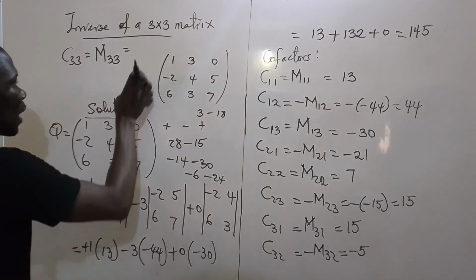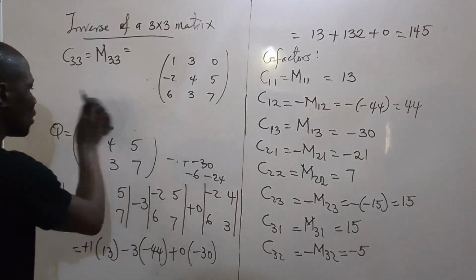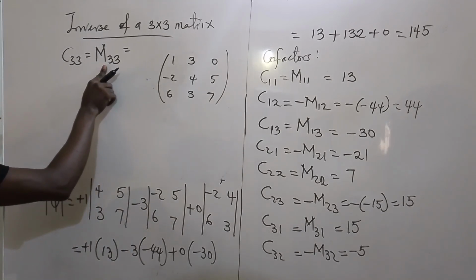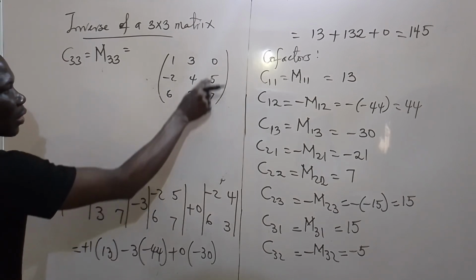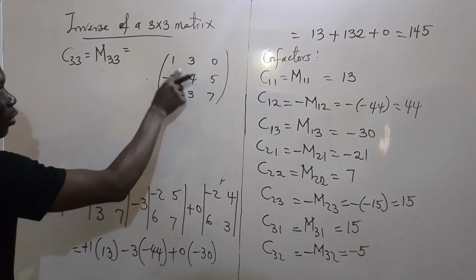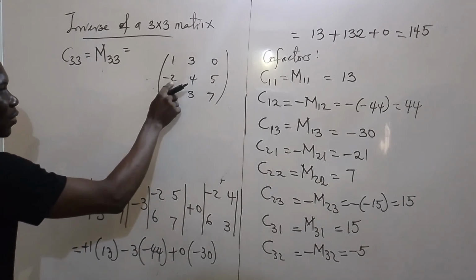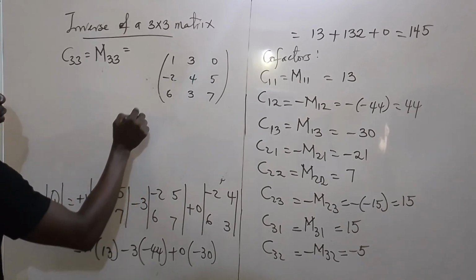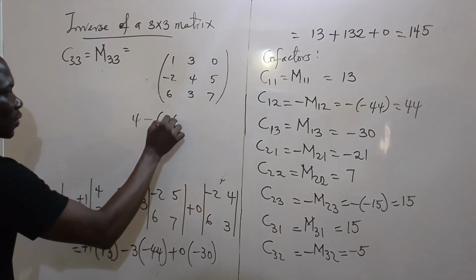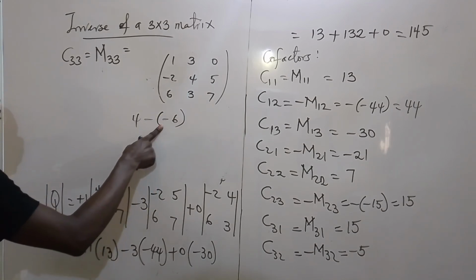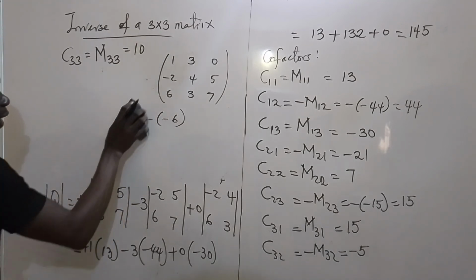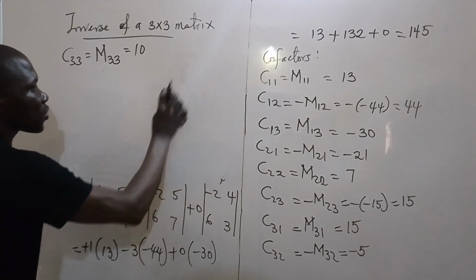All right, and the last part of it is the third row, third column, which is M33. Third row here, third column here. So we're left with 1, 3, minus 2, 4. 1 times 4 is 4, minus 2 times 3 is minus 6. 4 minus minus 6 will give 4 plus 6, which is 10. So in this case here, we have 10.